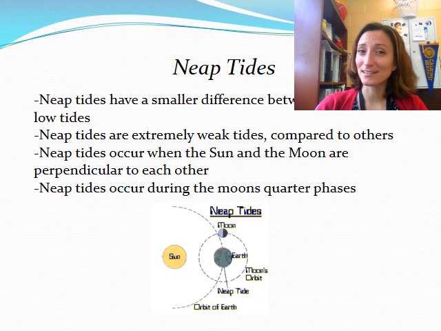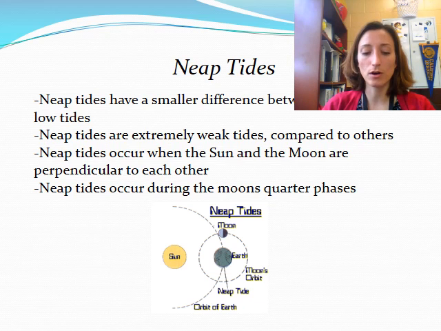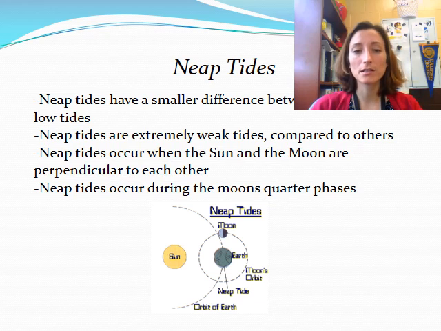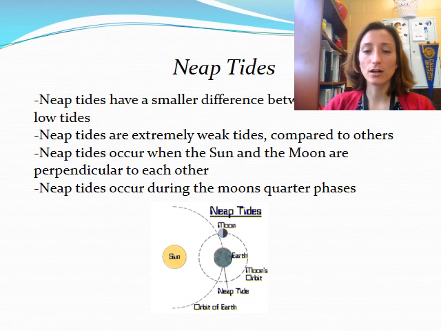Neap tides, aside from having just a really fun sounding name, are comparatively weaker tides, especially if you are comparing them to the spring tide. So they have a smaller difference between high and low tides. They are extremely weak compared to the others, and they occur when the sun and the moon are perpendicular to each other rather than in a line, which occurs during the moon's quarter phases. So there you have it.